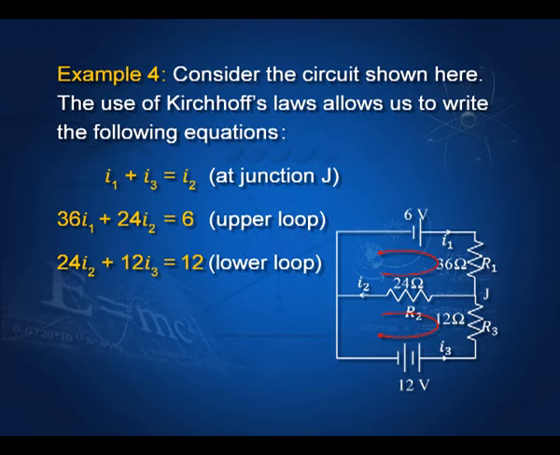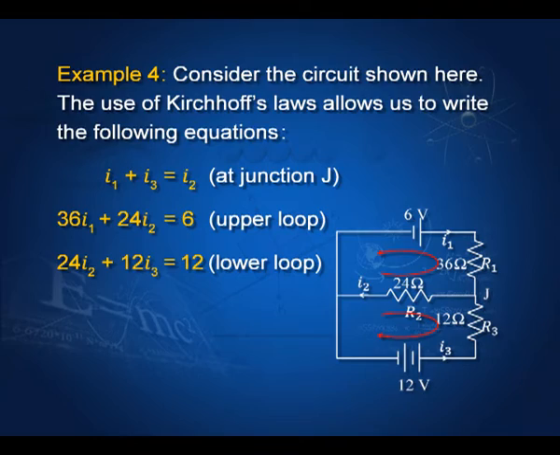And similarly, for the lower loop, again we are traversing this now in the clockwise direction. When we do that, then this potential difference will be negative, because we are going in this direction and the current is going in this direction. So, it will be 24 times I 2 and this current we meet in the same direction as the loop. Therefore, 12 times I 3 and we meet the battery at its positive terminal, therefore, 12 equal to 12. So, you get these 3 equations and you can solve them simultaneously, get the currents.